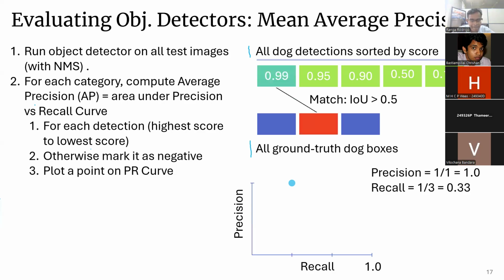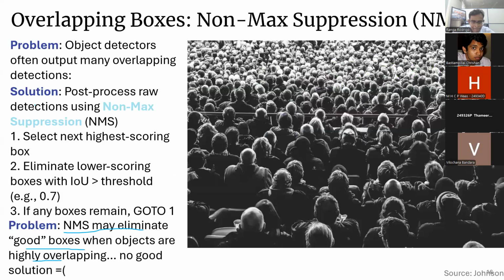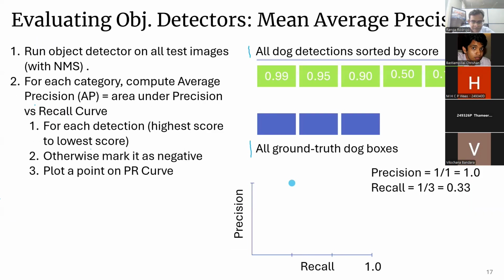So let's take this match, where intersection over union is greater than 0.5. Let me see if there's a mistake in the animation.